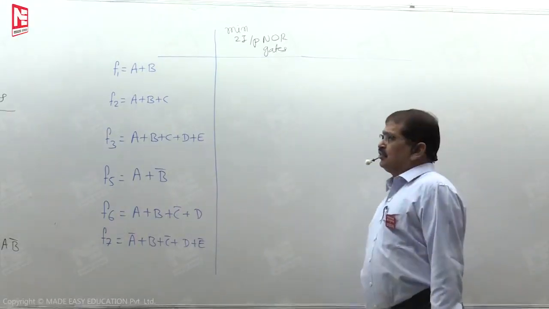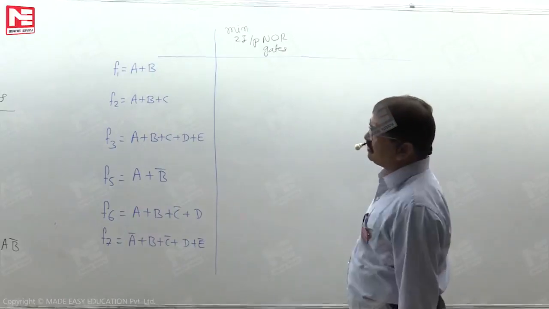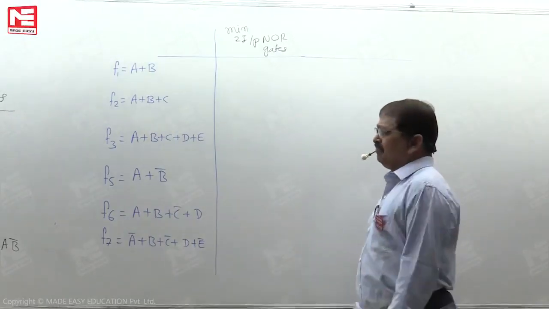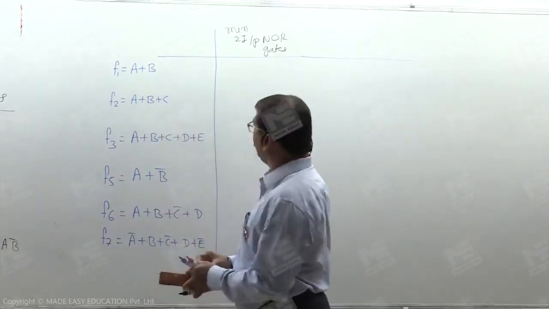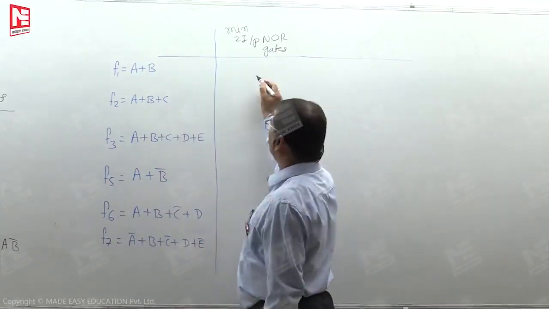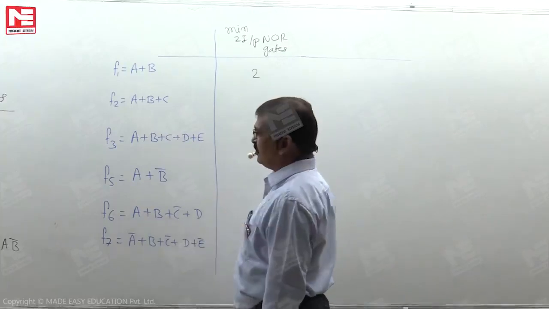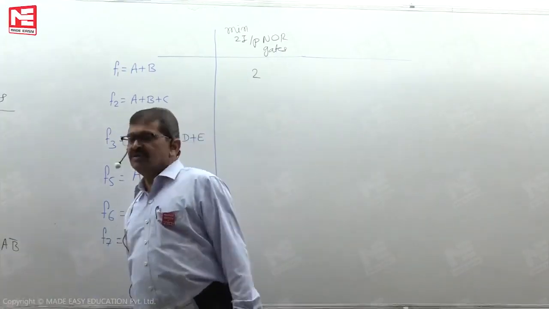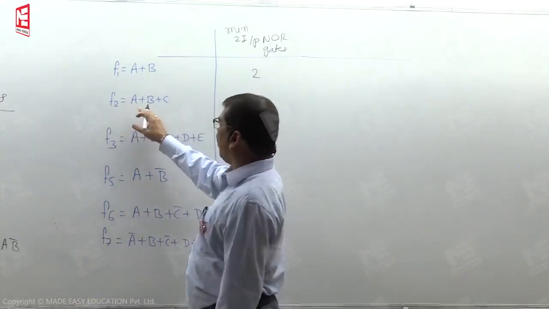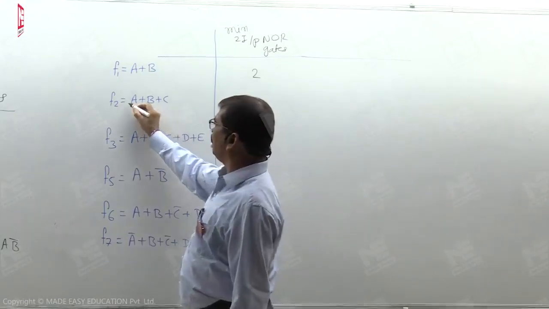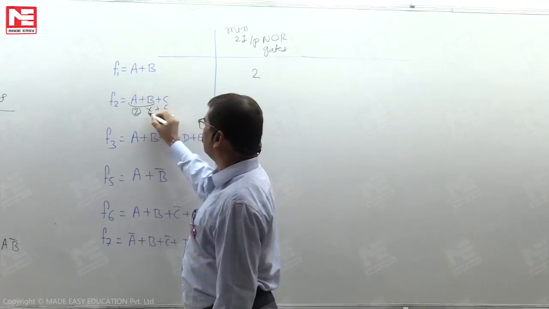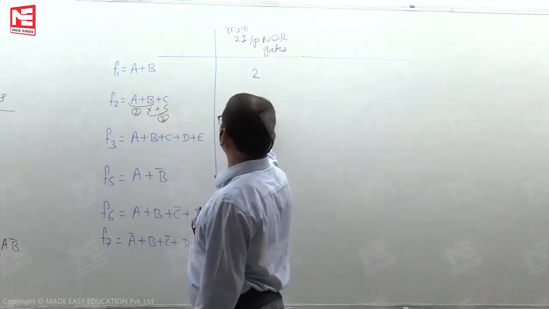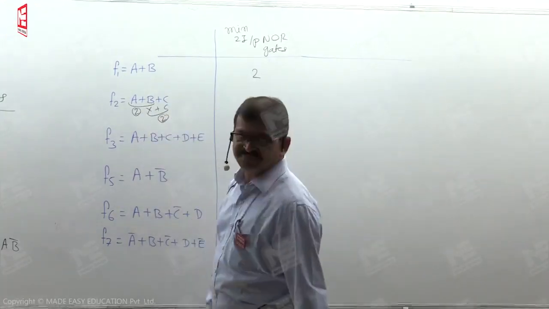For F1 purpose, A or B, for A or B operation, we know from this work what we had. We need 2 gates. For F2, A or B or C, so definitely we can say for A or B we need 2 gates. If I name it X, X or C needs 2 gates. So in total we need 4 gates.